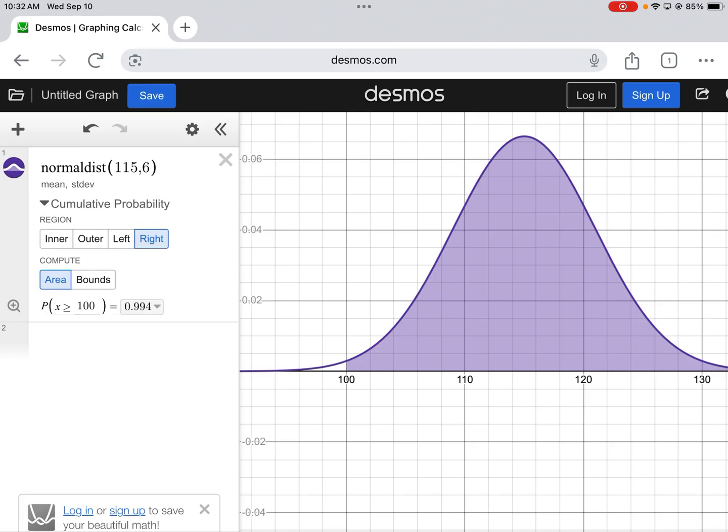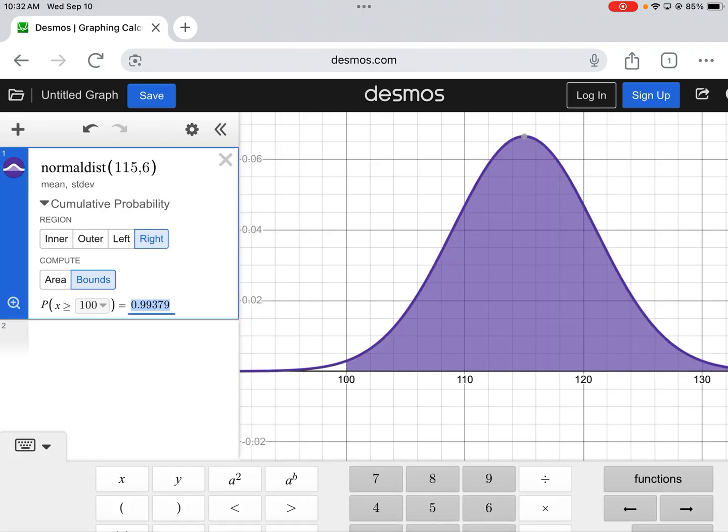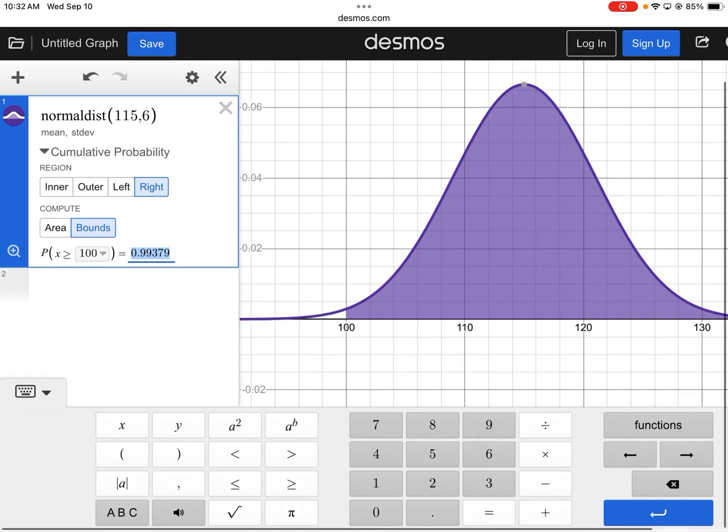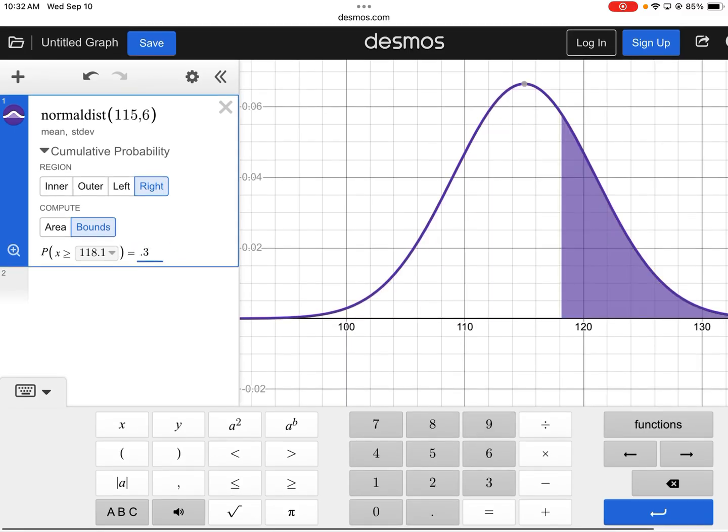It says compute. So compute is your probability or your area. This time we're given area and we're asked to find the bounds or the values. So click on bounds. So we're switching up what we're asking. And now it allows you to change the area. So that value, we want to change that value to 0.3.